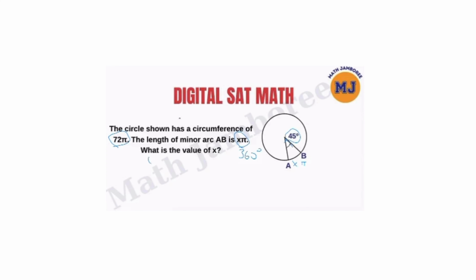So 45 degrees over 360 degrees equals x pi over 72 pi. And we're gonna simplify this now because it's gonna make it easier for us. That's 1 over 8 equals x pi over 72 pi. The pi's cancel each other out. So what we got left is 1 over 8 equals x over 72.